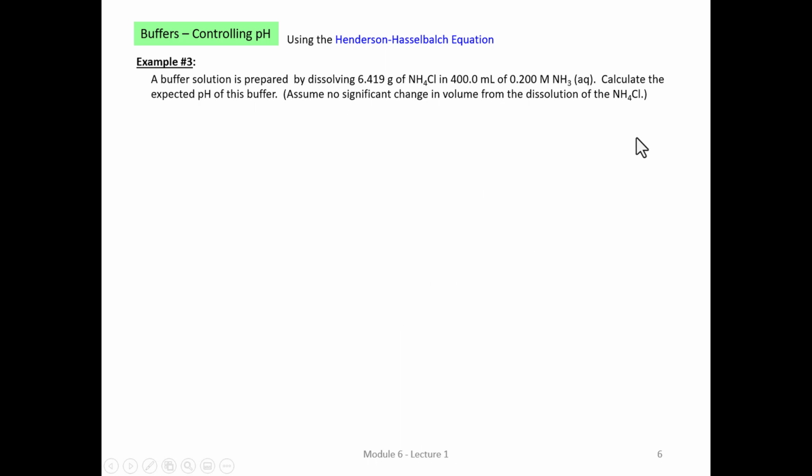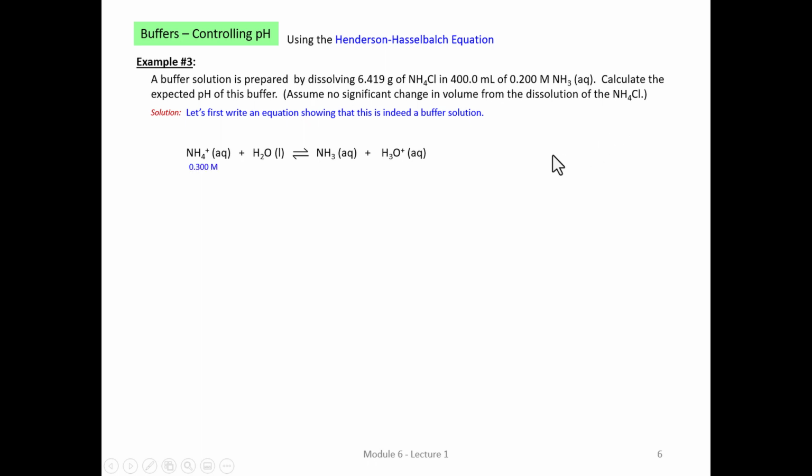Again, let's write an equilibrium. The equilibrium we're going to write is between ammonium ion and ammonia: ammonium ion plus water, giving ammonia plus hydronium ion. Our source of ammonium ion is the ammonium chloride, and our source of ammonia, of course, is the ammonia solution that we dissolved our ammonium chloride in. We have 0.3 molar ammonium ion, and we can show how we got that. We got that by calculating how many moles of ammonium chloride we added and dividing by the volume of the solution.